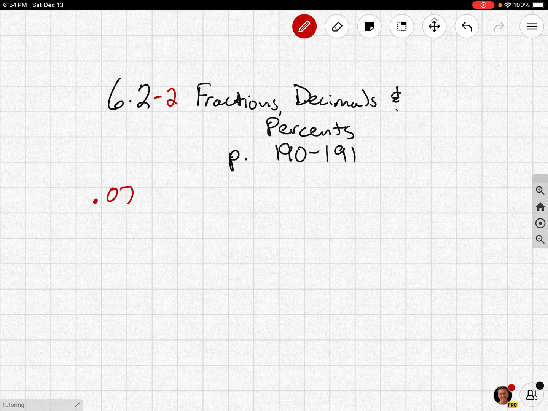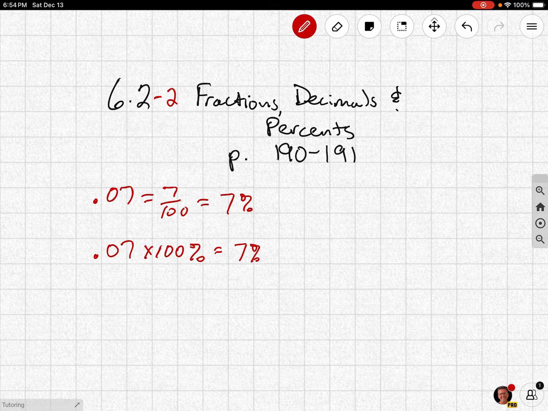And there's a couple of methods. 0.07 is the same thing as, if you read that number, you say 7/100ths. And you can write that as a fraction, and 7 out of 100 is 7%. The other way you can do it is by multiplying it by 100%, because 0.07 times 100% is like multiplying it times 1, which gives you still 7%.